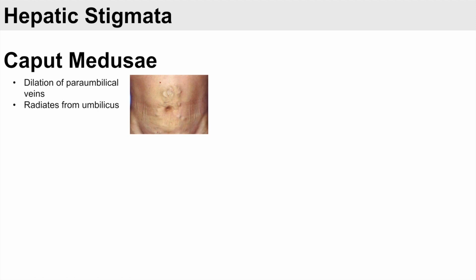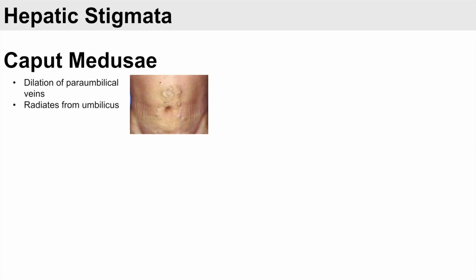Another stigmata of hepatic disease is caput medusae. Caput medusae is this kind of engorgement or dilation of veins near the umbilicus of the patient. If you look at their abdomen, you might see this engorgement of veins leading from near their umbilicus, or their belly button. This is more specifically a dilation of para-umbilical veins, and you'll see that it radiates away from the umbilicus.